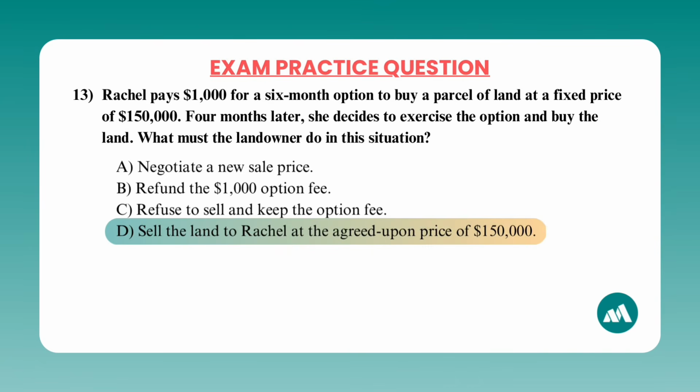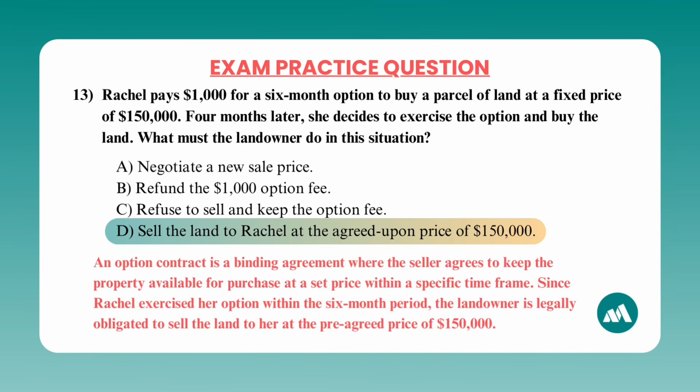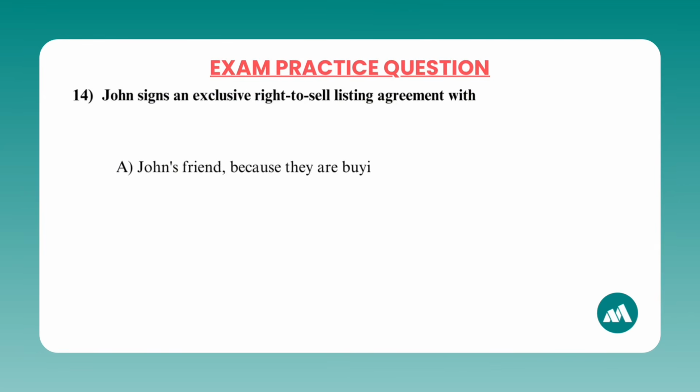The answer is D, sell the land to Rachel at the agreed upon price of $150,000. Remember, an option contract is a binding agreement where the seller agrees to keep the property available for purchase at a set price within a specific time frame. Since Rachel exercised her option within the 6-month period, the landowner is legally obligated to sell the land to Rachel at the pre-agreed upon price of $150,000.